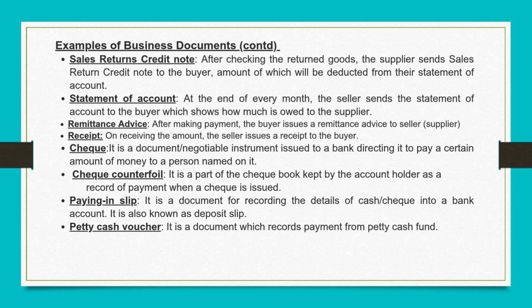Remittance advice. After making payment, the buyer issues a remittance advice to seller, supplier. Receipt. On receiving the amount, the seller issues a receipt to the buyer. Check. It is a document/negotiable instrument issued to a bank directing it to pay a certain amount of money to a person named on it.